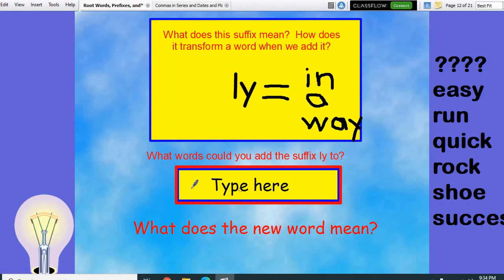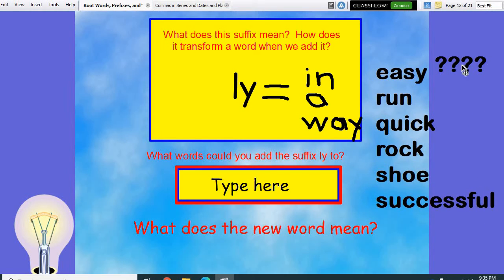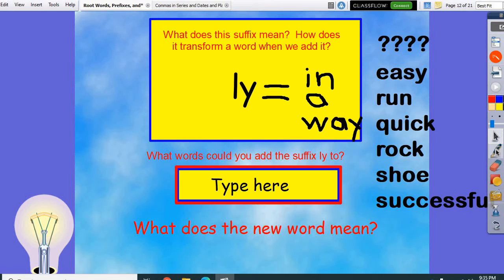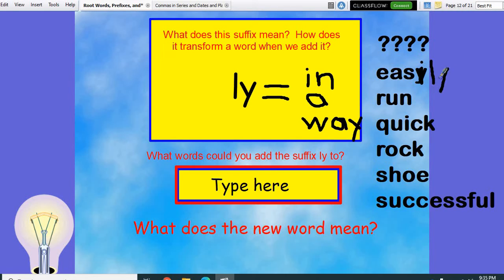For example, we're going to look at some of these words over here. I've got those question marks there because we're going to decide if we can put LY on these words, and we'll talk about what it means in a way when we add the suffix. So let's look at the first word, easy. Can we put LY on that and make a new word? Easy, or easily? Easily. Yeah, easily is a word. The only thing is, when we make it easily, we have to change the Y to an I and then put LY. It's just what we have to do.